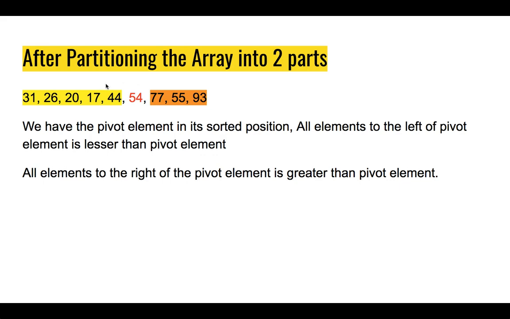After that, we are going to apply the same set of rules to each of these two subarrays, which are 31 to 44 and 77 to 93, where 31 is considered the pivot element, 26 will be the left pointer, and 44 will be the right pointer. We start incrementing the pointers based on the numbers which are greater than the pivot element for the left pointer and the numbers which are lesser than the pivot element for the right pointer, and sort both these subarrays recursively. This is how quicksort works.